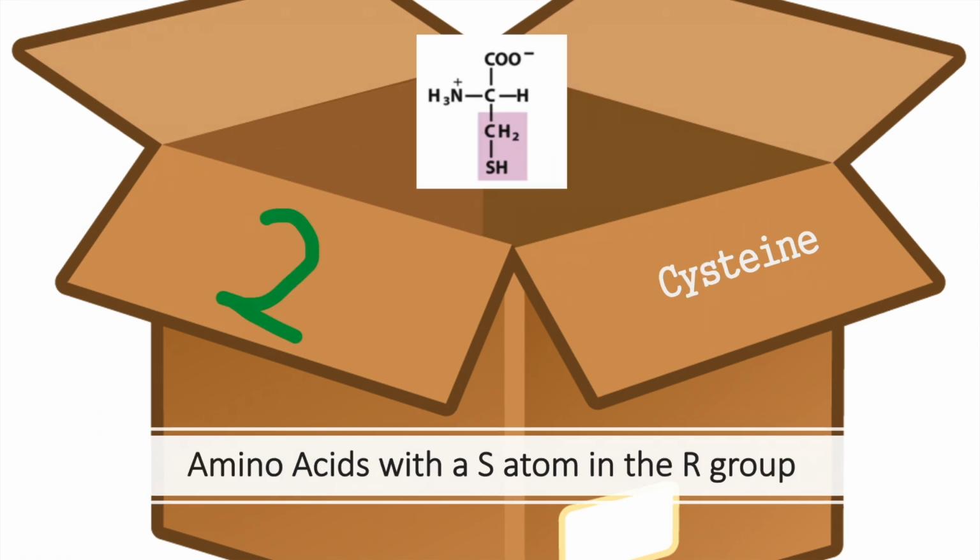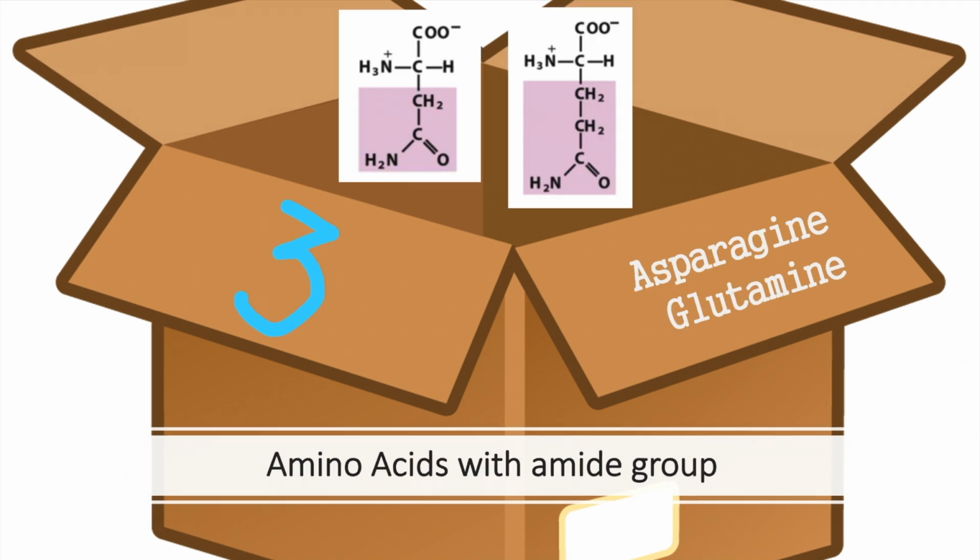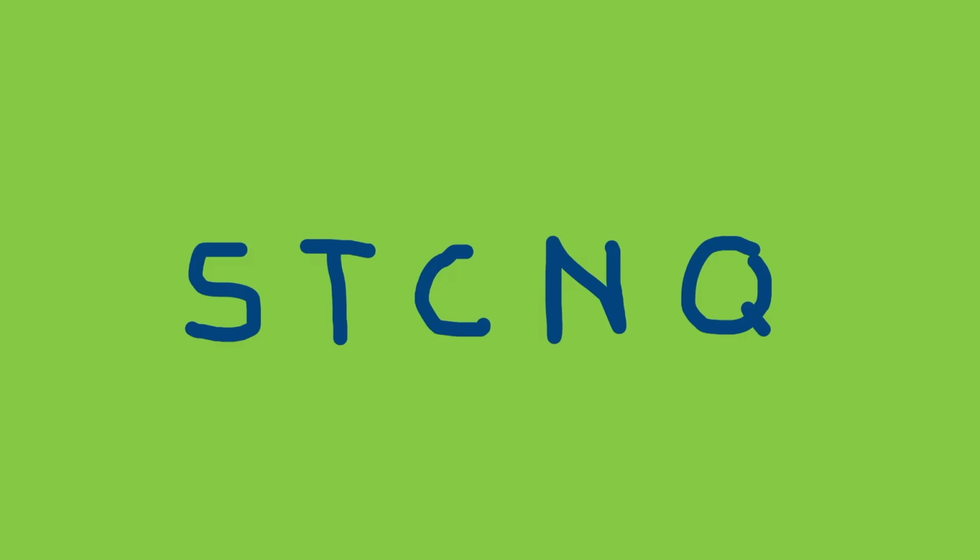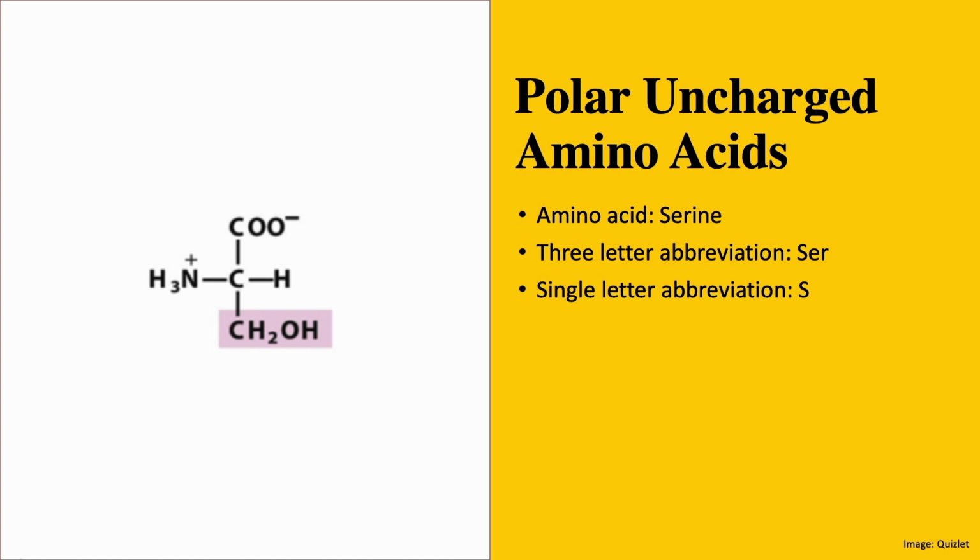1 amino acid falls into the second box. This is cysteine, because this amino acid contains a sulfur atom in the R group. And in the third box, we have 2 amino acids. These are asparagine and glutamine, because the R groups contain an amide group. If you remember the acronym STCNQ, then the division of these amino acids follows the exact same method. You just need to know that the first box has 2 amino acids, the second box has 1, and the third one has 2 amino acids as well. So now let's look at their structures more closely.